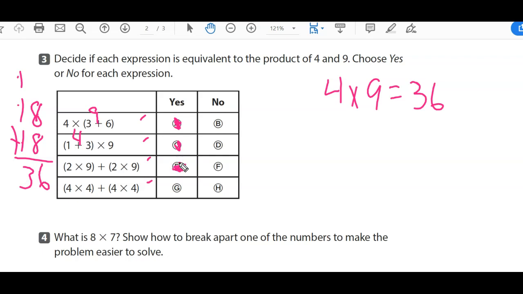Okay. So now I have 4 times 4. Not 12. That's 3 times 4. 16. Okay. And then what's 4 times 4 then? 16. And then add it together, right? 6 plus 6 is 12. Put the 2 down, carry the 1. 1, 2, 3. Does that equal 36? No. Okay.